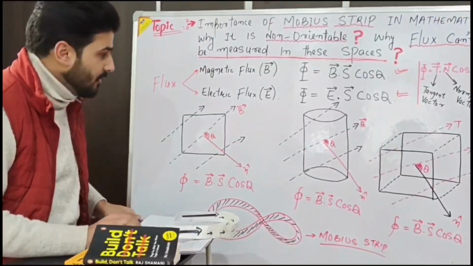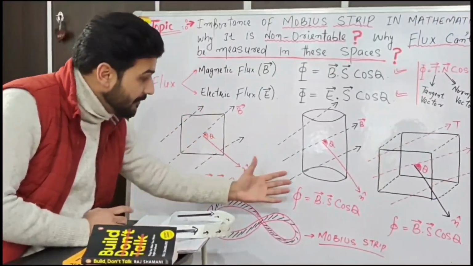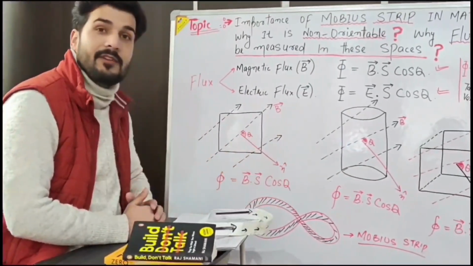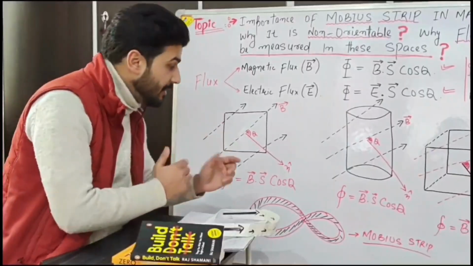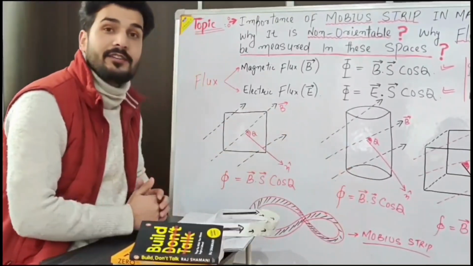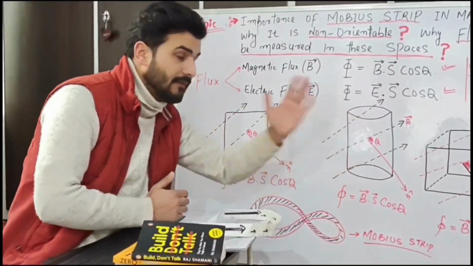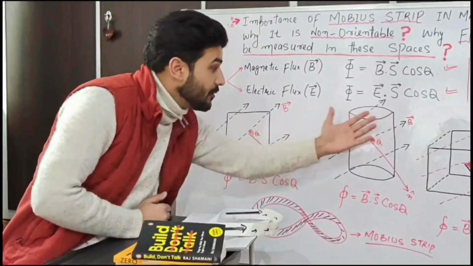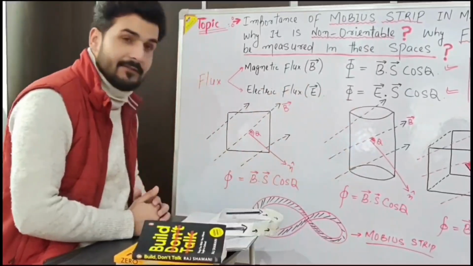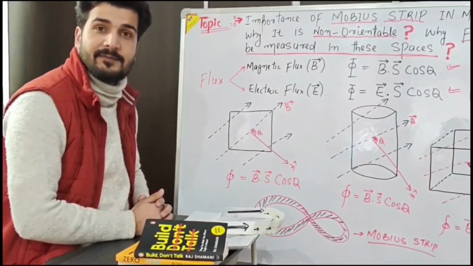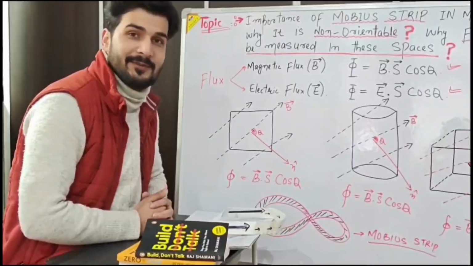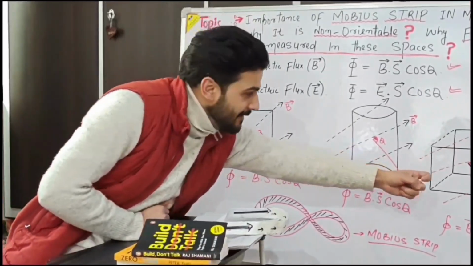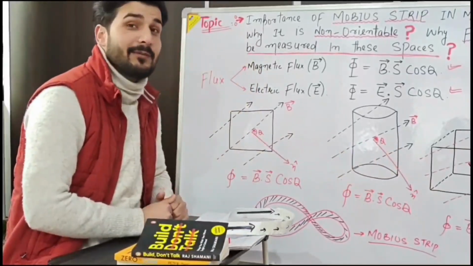So from this we can conclude that it is very easy for us to measure the flux, the rate of flow of energy, the rate at which the energy flows through these surfaces. Getting my point? Here we can easily find the flux. But what about the Möbius strip?